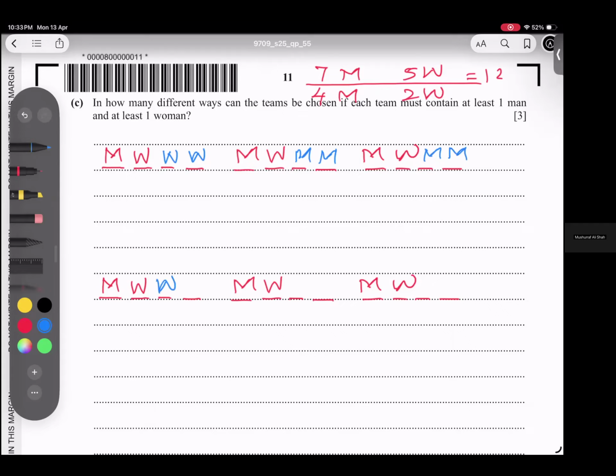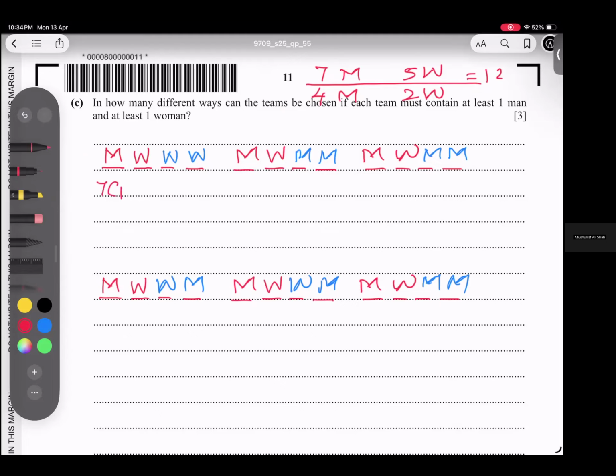So one woman here and one woman here. Now, how many positions are left behind? So man, man, man, and man. So this is the possibility we have in total. Now the problem is how to write it in one attempt only and get the answer. So now let's see how we can do it. Now the interesting part: we have these men. How many are there? 7, so I can say 7C1.